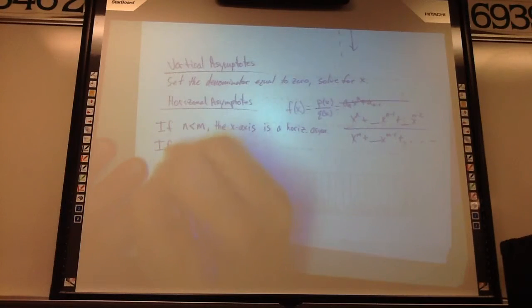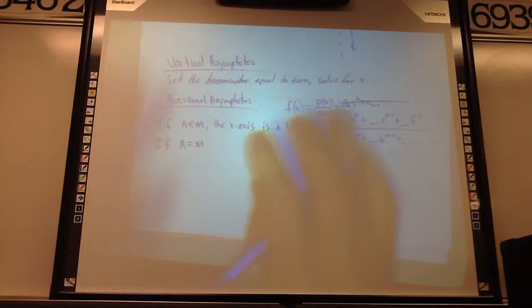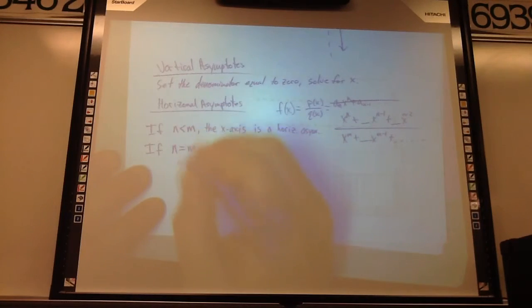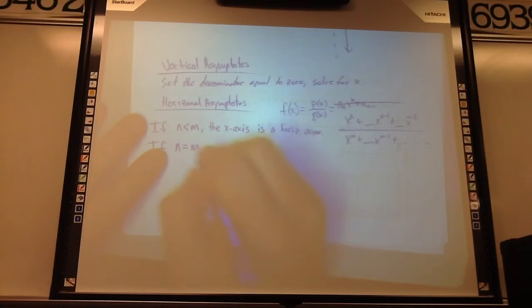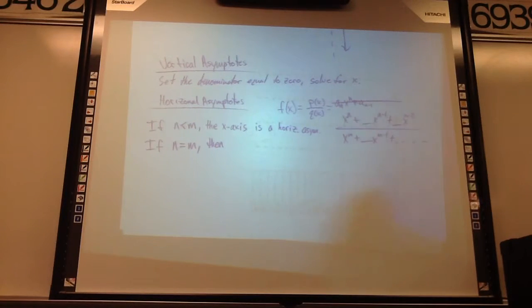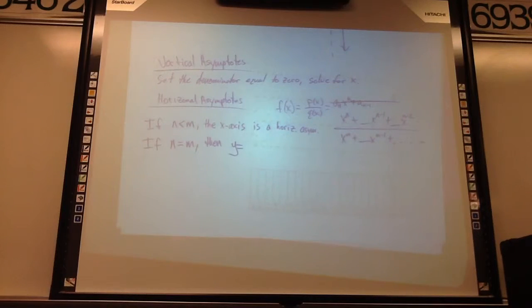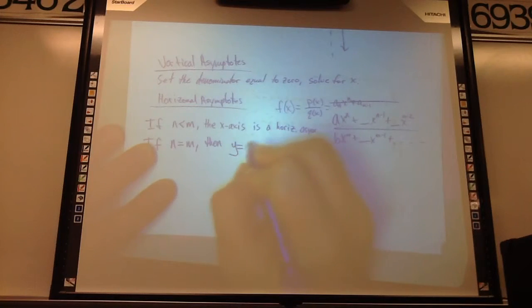If they're the same, like this one, power on top's 1, power on bottom's 1, then it gets tricky. You've got to do the coefficient of the top one divided by the coefficient of the bottom one. That's why they write it like this. So if this is a x to the n, and this is b x to the m on bottom, then y equals a divided by b is your horizontal asymptote.